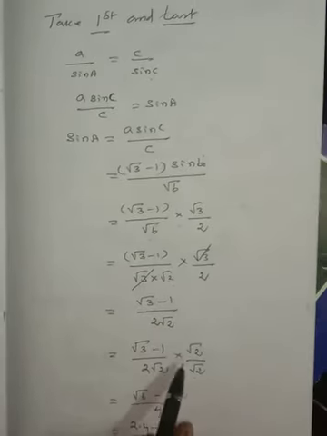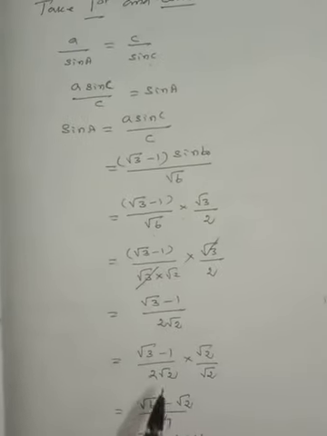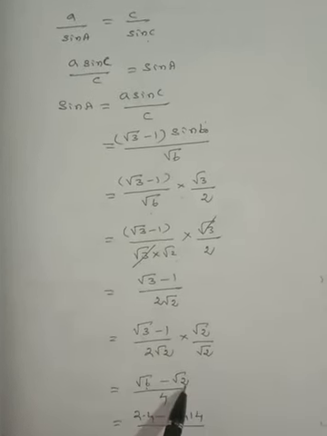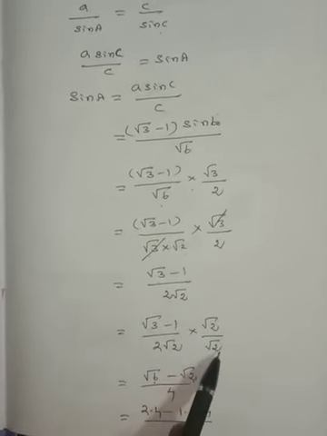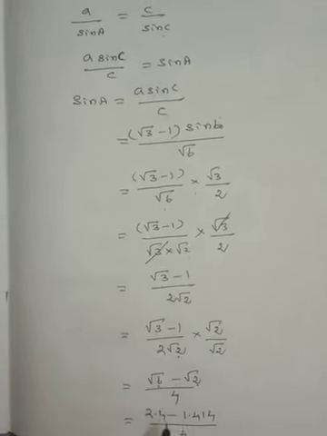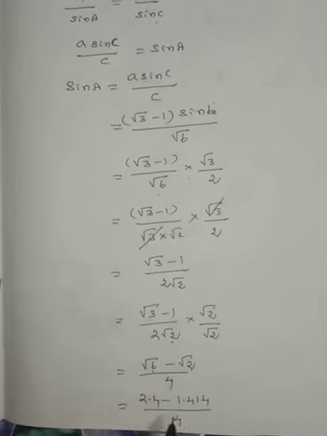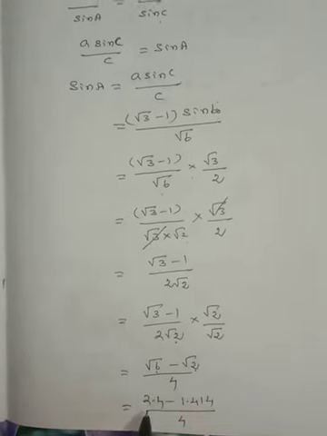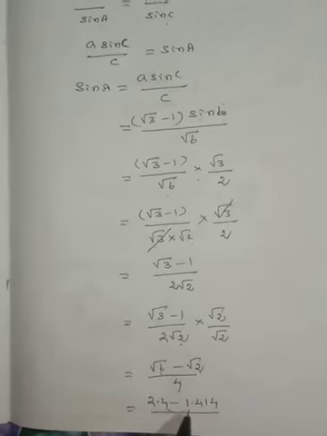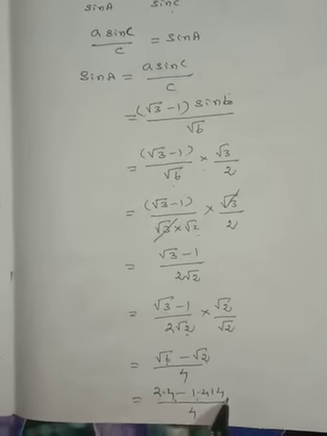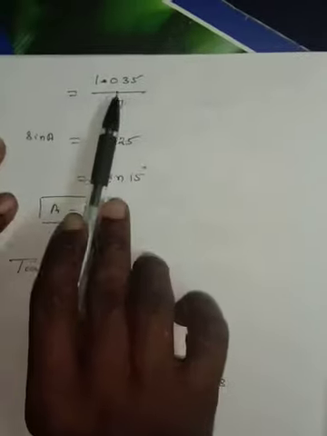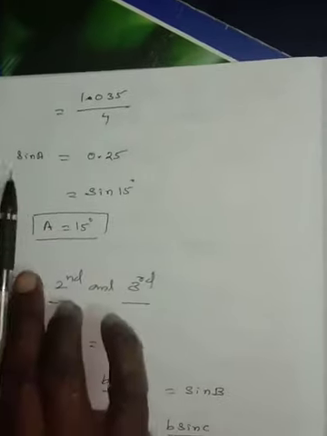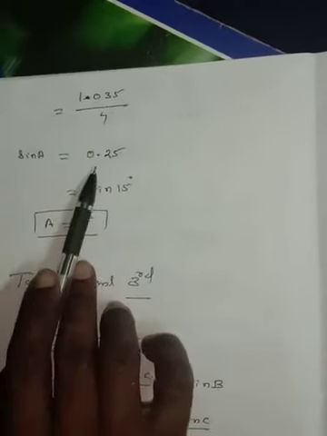Now multiply numerator and denominator by root 2. We get root 6 minus root 2, whole divided by root 2 into root 2. 2 2's are 4, so the denominator is 4. In the numerator, root 6 is 2.449, minus 1.414 for root 2, we get 1.035 divided by 4. Sin A is equal to 0.25.